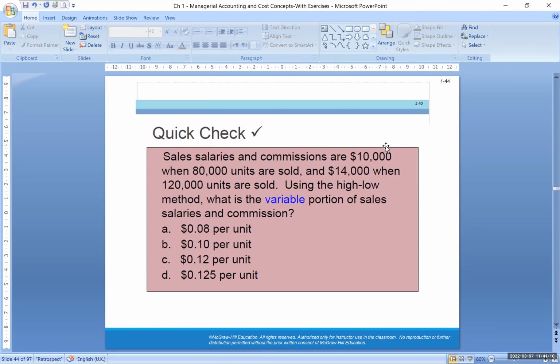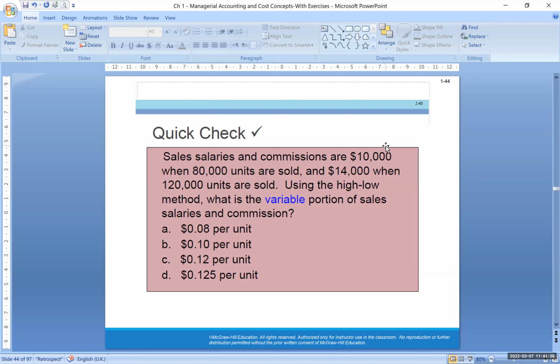Here, they give me only the highest and the lowest level, which is 80 and 120, and the costs related to these two levels. What is required from the question is the variable portion of the sales salaries and commission per 1 unit. To calculate the variable cost per 1 unit, it is simply the change in the costs divided by the change in the units.